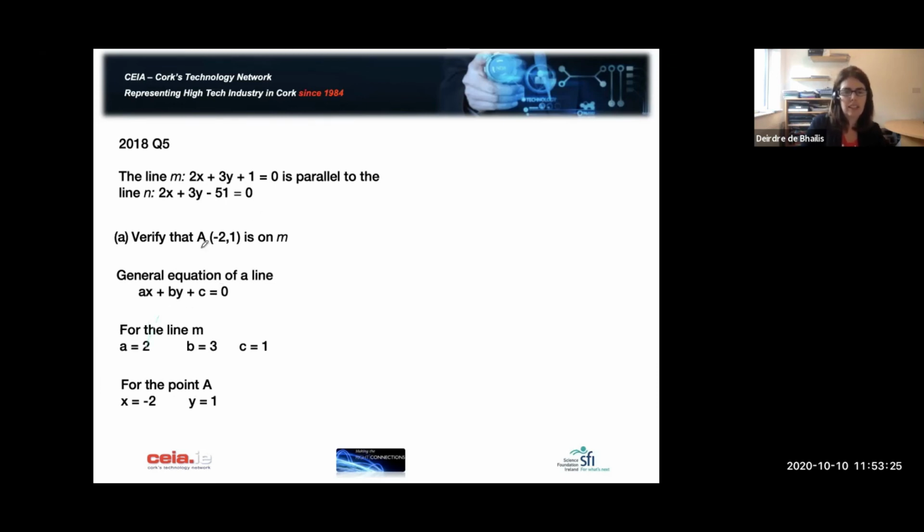I think we can get rid of these. We didn't actually need it for this, but this is important that we are saying for the point A, x is equal to -2 and y is equal to 1. All we're doing here is putting -2 and 1 in place of x and y in the line M. So that's what we get here. Just in case that's confusing, I must have thought I was populating the distance equation again. We don't necessarily need that here.